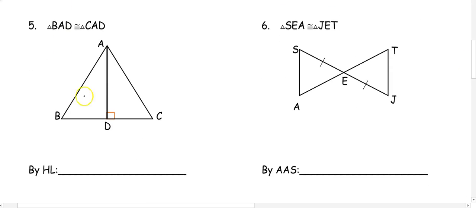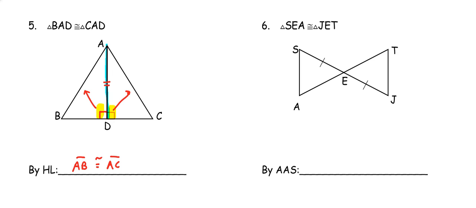Number 5. So number 5, we have a right angle. So remember, when you have one right angle, you have a second right angle. Also, they have a shared side. So AD is congruent to itself by reflexive property. So in this case, we have a right angle, which we need for HL. We have one side, which is the leg. So we need to know the hypotenuses are congruent. Remember that the hypotenuse is the side across from the right angle. So we would need to know that AB is congruent to AC.